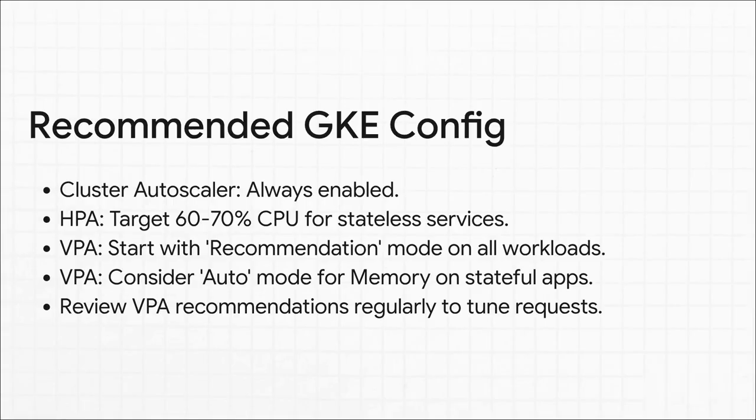Always have it on. For your stateless web services, set up an HPA targeting about 60 to 70% CPU to handle those traffic bursts. Now for VPA, and this is key, start it in recommendation mode on everything. Think of this as your safe discovery phase. It won't change a thing, but it's going to give you incredible data on what your apps truly need. Once you have that data, you can tune your requests or confidently flip on auto mode for memory on your critical apps.